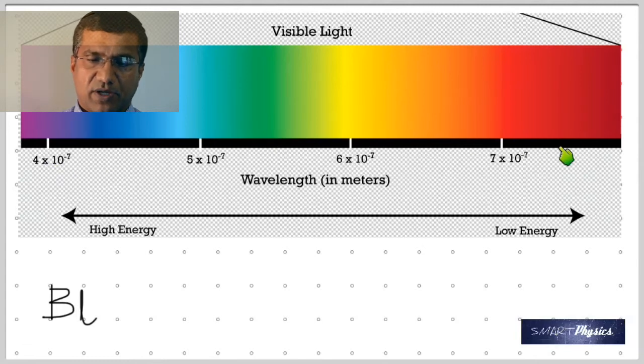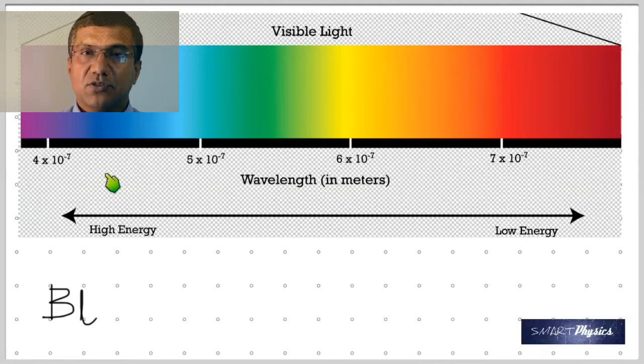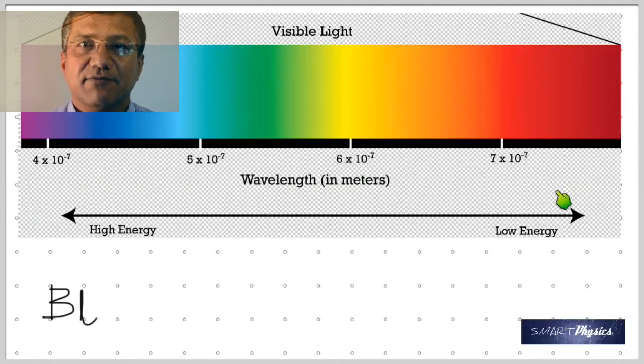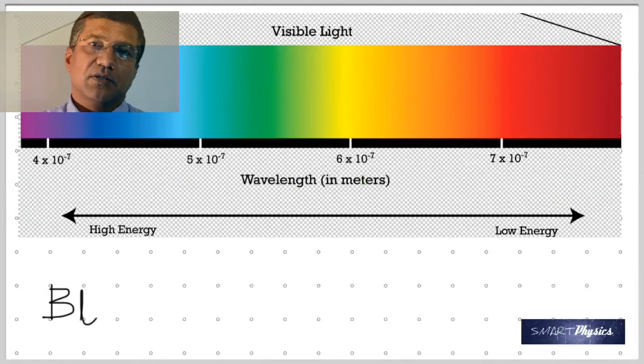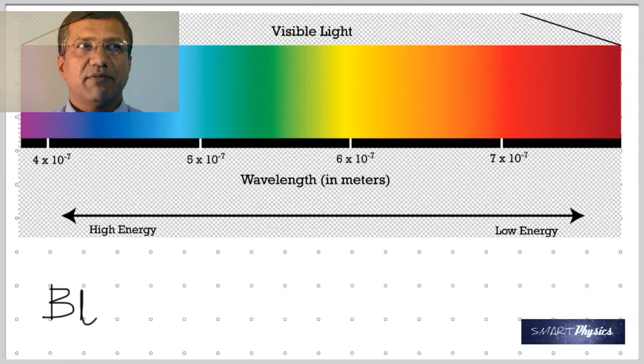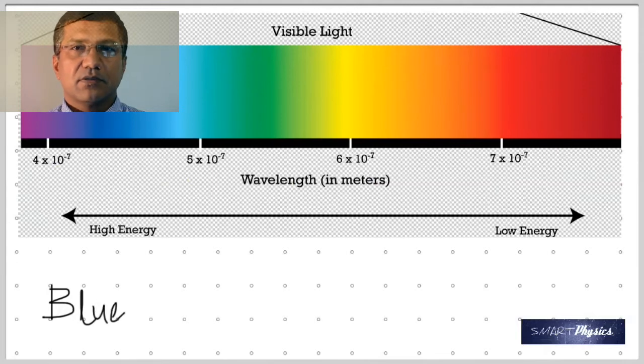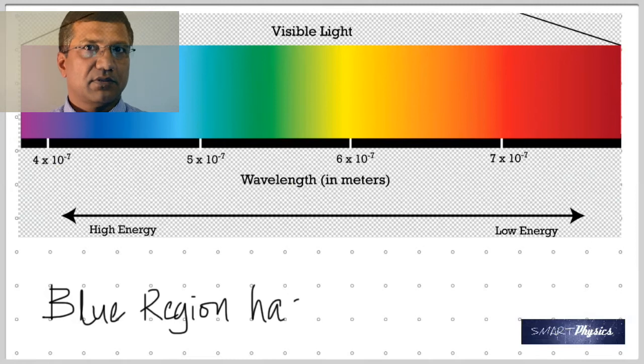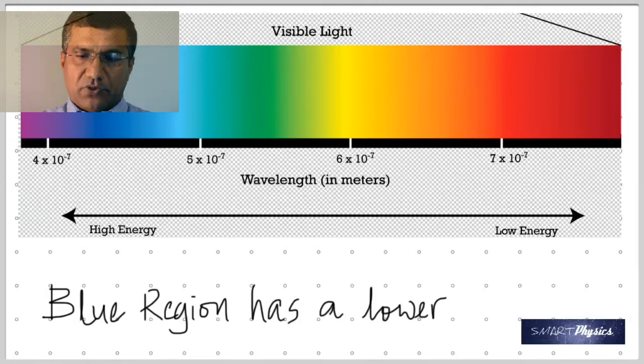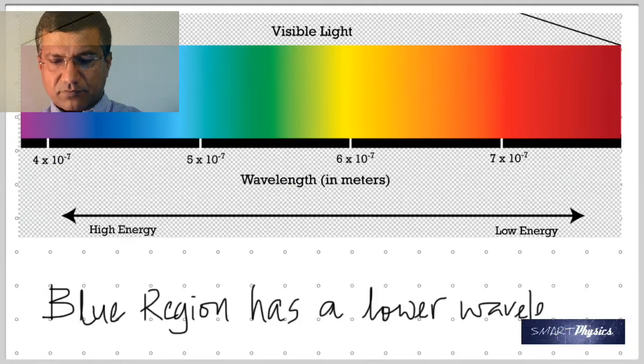As you can see, the wavelength given in meters here is increasing from 4 times 10 to the negative 7 to 7 times 10 to the negative 7, which means blue, or the blue region I must say, has the smallest wavelength, while the red region has the biggest wavelength, right? So that's easily understood. Blue has the smallest wavelength.